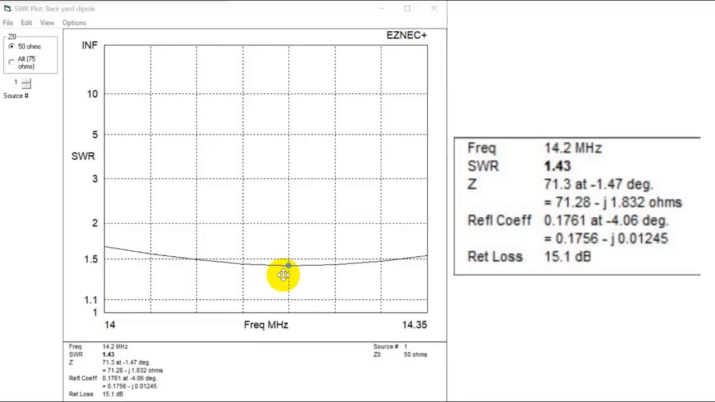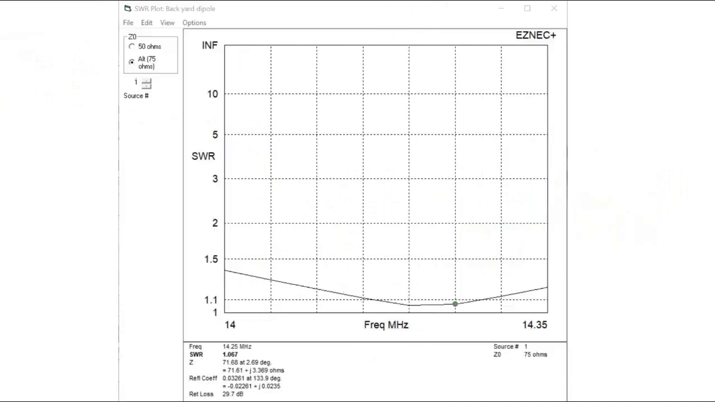Just for kicks, note that right here, we have a 71 ohm antenna with very little reactance, okay, being fed with a 50 ohm line. There's an alternative here where we can feed it with 75 ohm line. And if we do that, if we select the 75 ohm line, this is what happens. The SWR right here is 1.067.